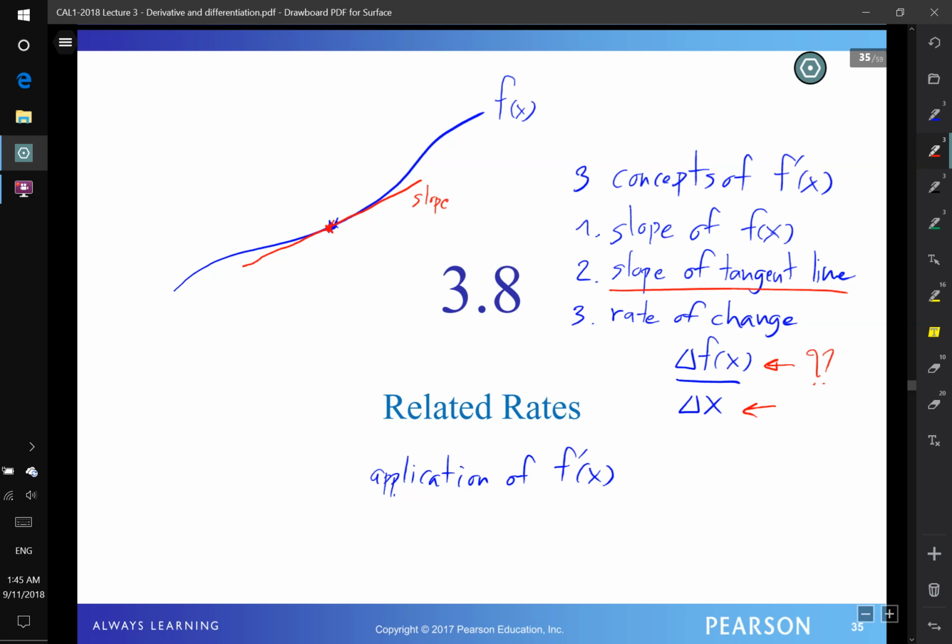And in this topic, related rates, you see the word rate. Which means that in this topic, we are going to use the third concept of derivative that we have seen so far. In this topic, things are going to be quite similar and related to one another. So that's about it for the introduction to related rates.